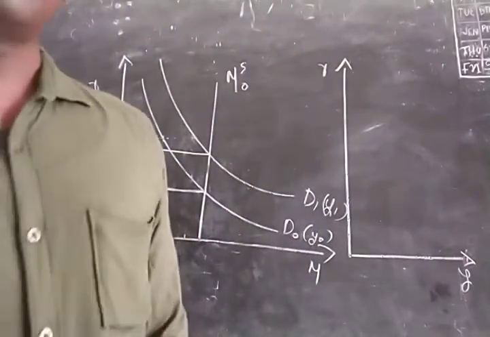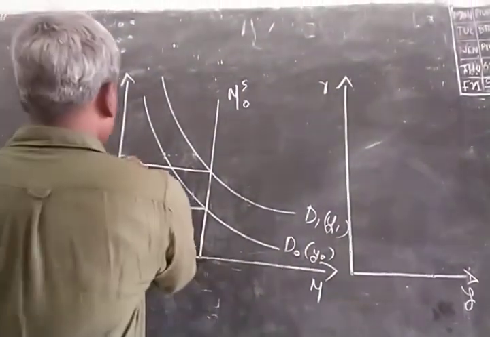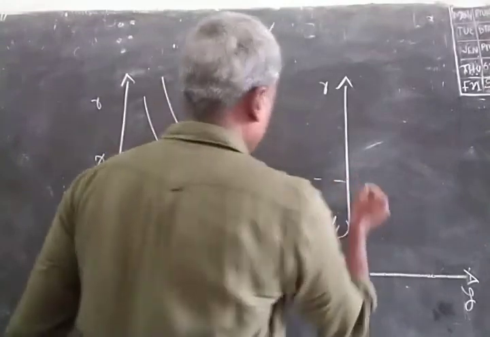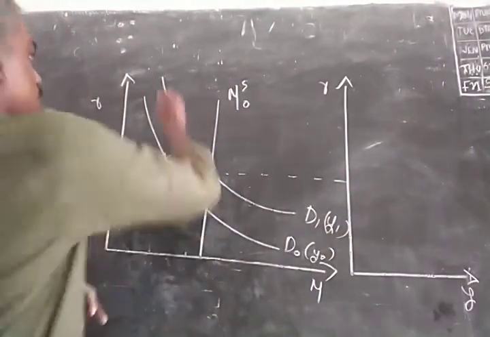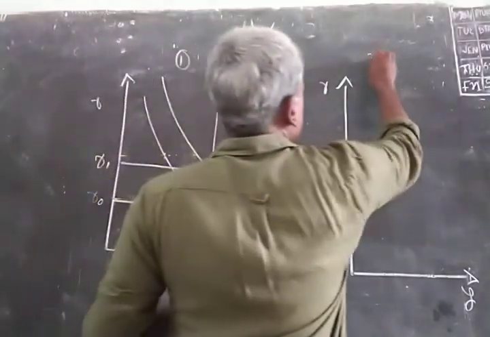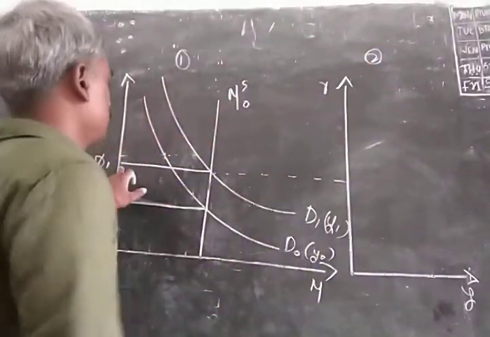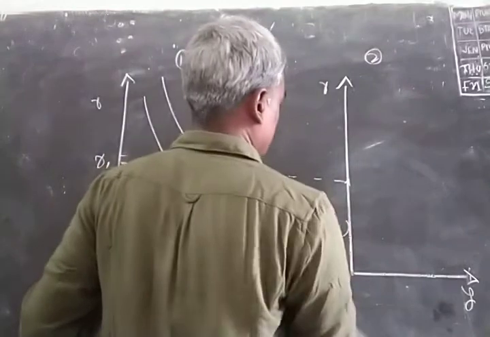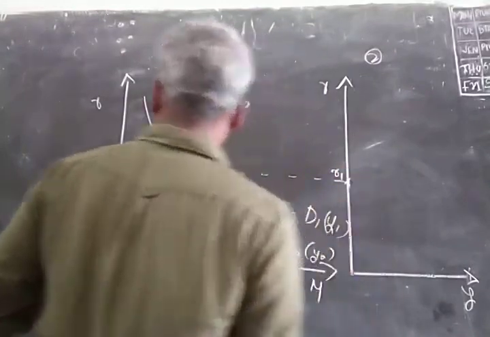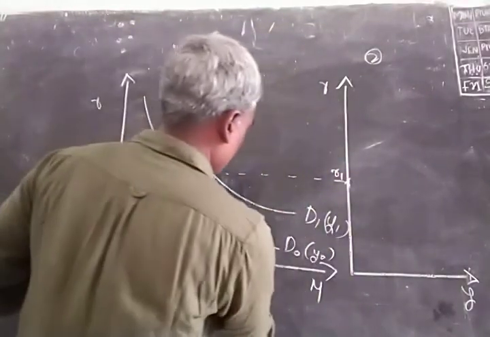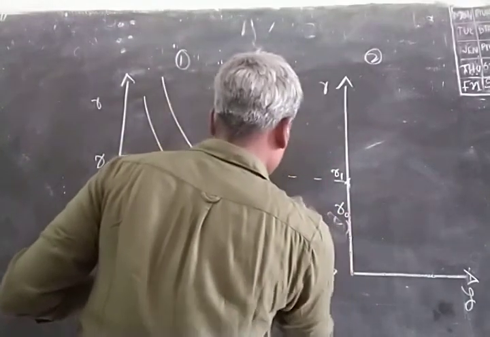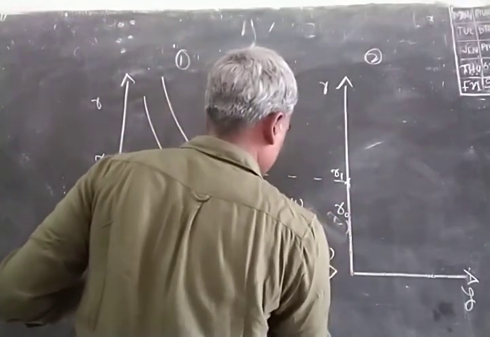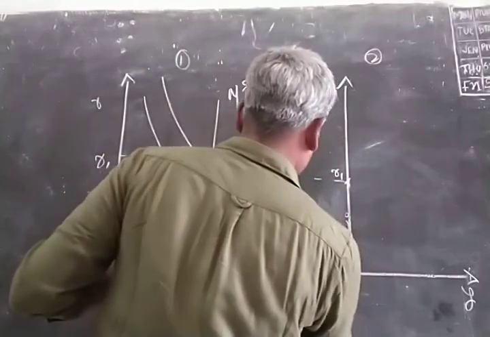And on the x-axis we have income. So here rate of interest, we can plot the rate of interest from the first quadrant. This is the first quadrant and this is the second quadrant. Here from the first quadrant we plot the rate of interest on the second quadrant. This is R1, D1, Y1, and we also have a second interest rate.